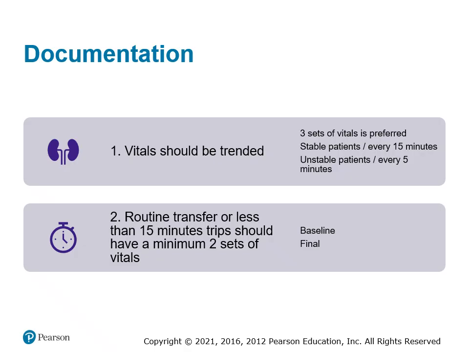At a minimum, you do want 2 sets on every patient. Even your nursing home transfer patients should have 2 sets of vitals: one to document how they were when you first got their care, and then how you left them at the end. Generally, remember in your documentation, stable patients will be documented every 15 minutes and unstable patients every 5 minutes in your trends.